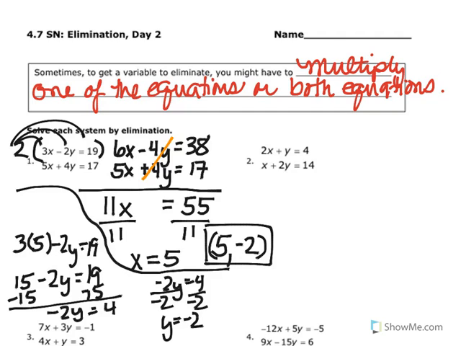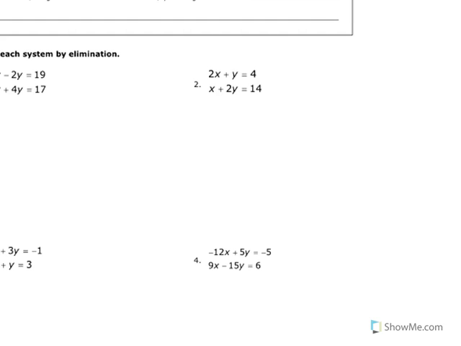Now, you want to check your work? Plug the 5 back in for x, plug the negative 2 back in for y, and make sure it comes out right, which it will. Okay, let's look at example 2. Now, let's look this equation over and ask, what could we possibly do to make a variable eliminate?